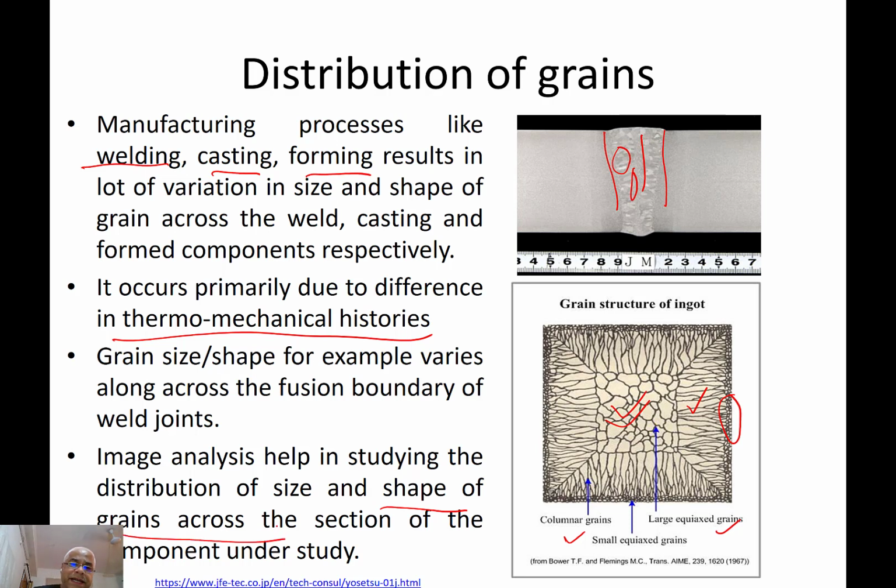But as far as the size is concerned, size can also be determined using image analysis, but there are certain very traditional and classical methods for determining the size of the grains.